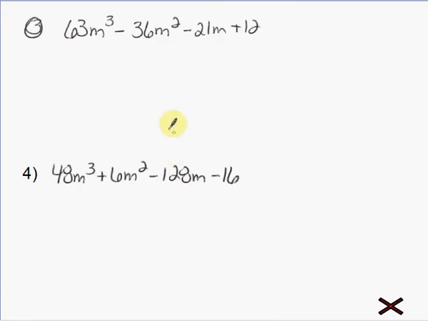Alright, let's see here. We'll do one more problem maybe. Let's look at... There's the oven. Alright, let's look at number 3.